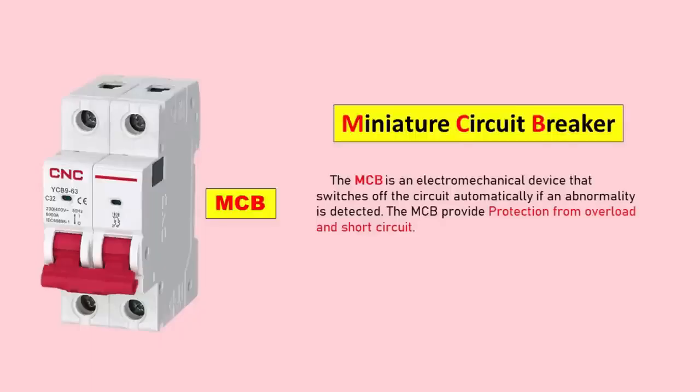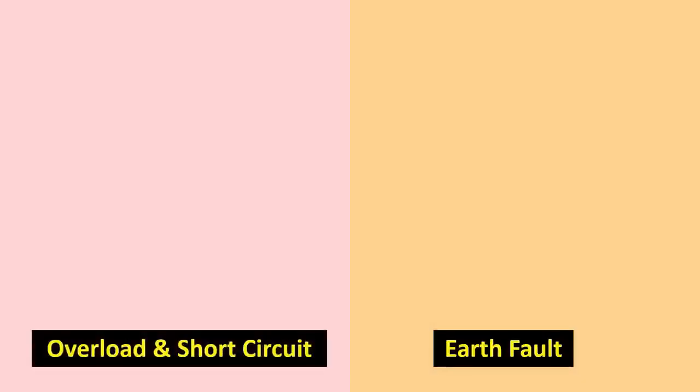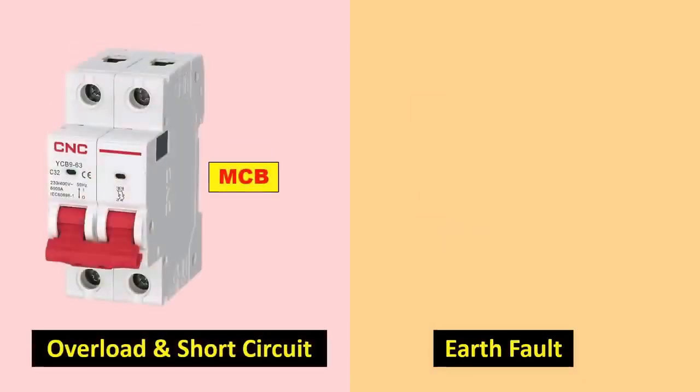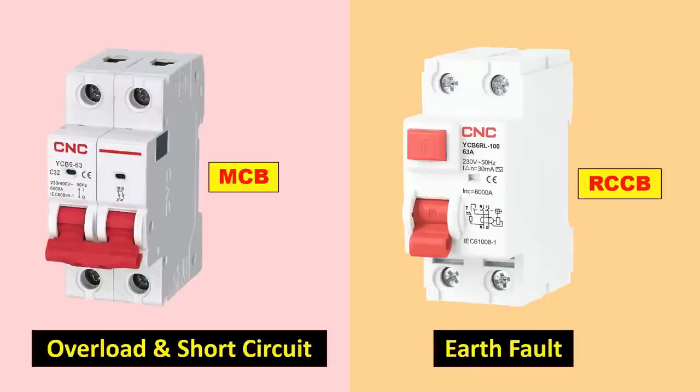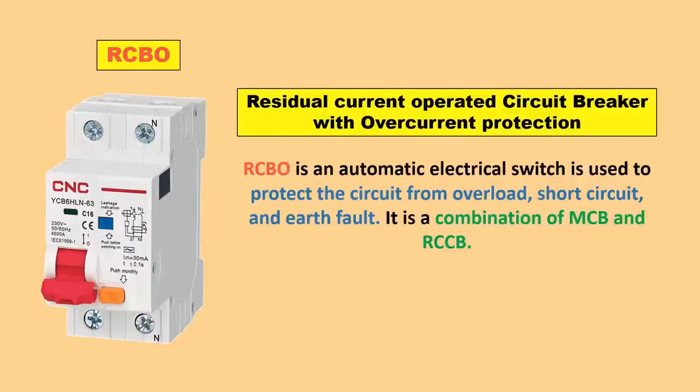Like I told you in the starting that MCB provides us protection from overload and short circuit. After this I told you that RCCB provides protection from earth fault. Now if we want protection from earth fault, overload and short circuit, then we have to use MCB and RCCB, both these devices. But if you don't want to use two different devices, and instead by using only one device you want all the three protections, then in this condition you have to buy a RCBO. So through RCBO you will get overload, short circuit and earth fault protection.